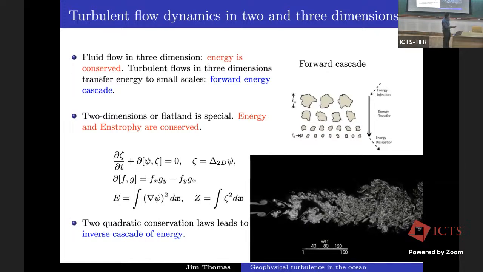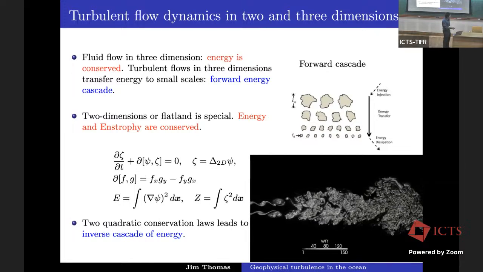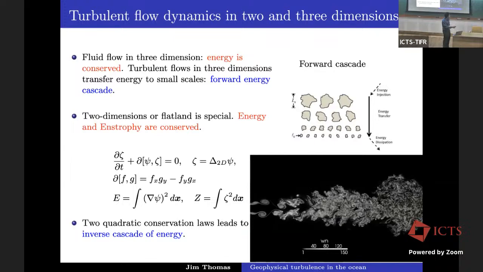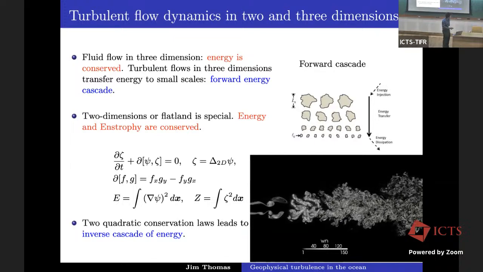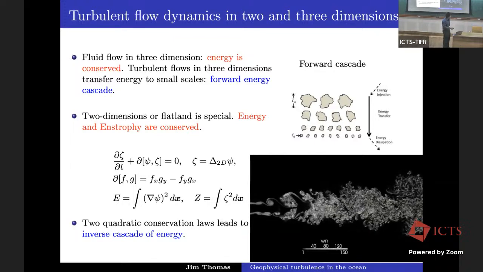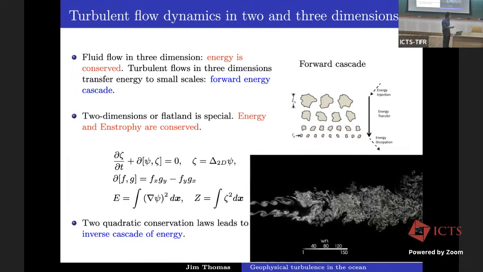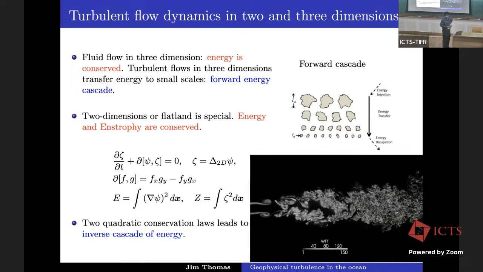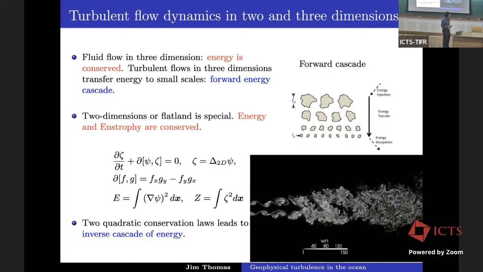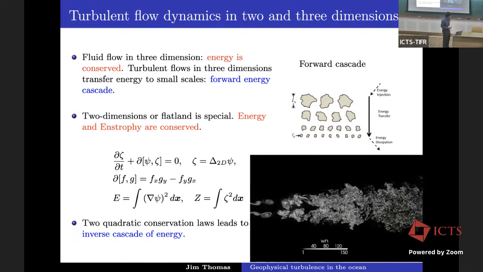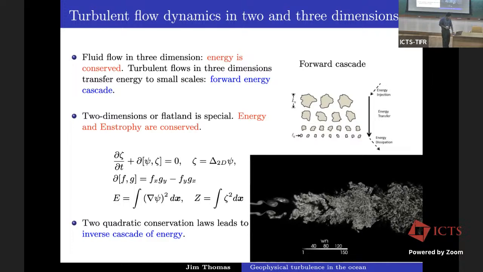So this is from a numerical simulation of a turbulent jet, and it's illustrating this forward energy cascade process, where energy is going from big vortices to smaller and smaller vortices, and eventually it gets dissipated at the viscous scale, also called the Kolmogorov scale. So that's the forward energy cascade.